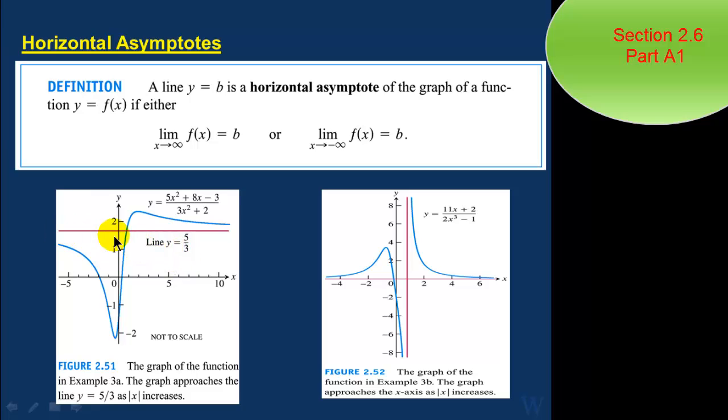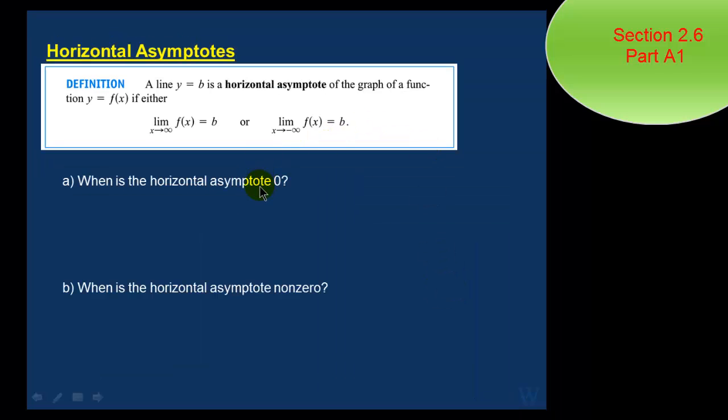Notice how the graph approaches the horizontal line as x approaches plus infinity or as x approaches minus infinity. In the one on the right, the horizontal asymptote of this graph, as we can see, is the x-axis, which corresponds to the line y equal to 0. When is the horizontal asymptote 0? Like from this previous slide, we had an example there.